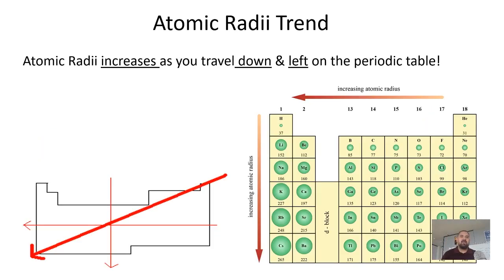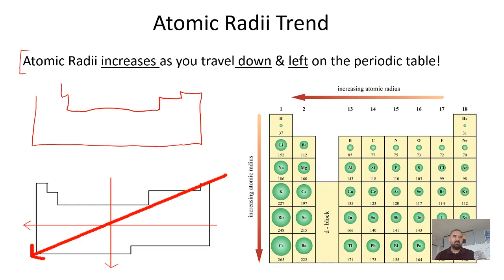Okay, so atomic radius increases as you travel down and to the left on the periodic table. So you don't need to write this statement. What I'd like for you to do is draw a little periodic table. Yours can look better than mine. But basically a rectangle is perfectly fine.